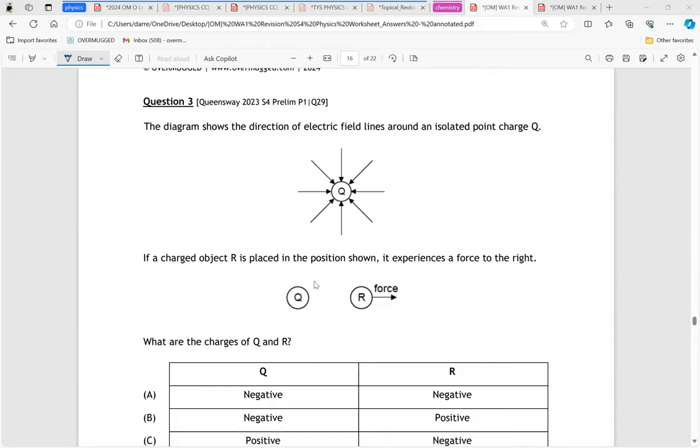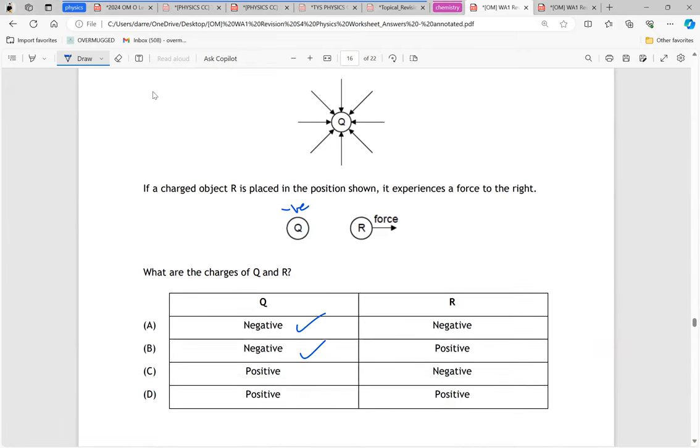Okay, question 3 is quite easy. We're going to do this together. If my electric field lines are going towards Q, is Q plus or minus? You've got too much money or too little money? Too little, right? That's why you need to receive donations. So Q here is negatively charged. If R is moving away from Q, R is getting repelled. So what is the rule here? Like charges repel, right? So what must R be? R is negative. This one shouldn't be a problem. All right, moving on.